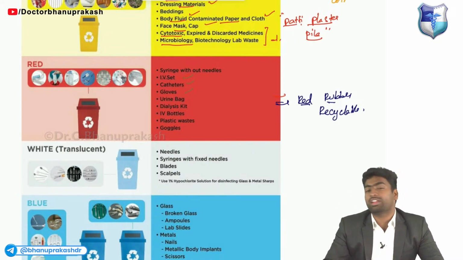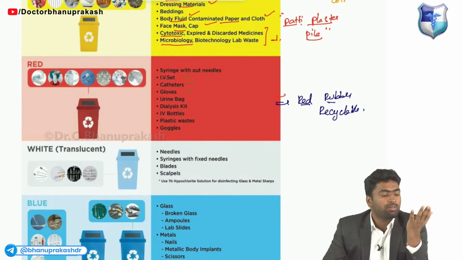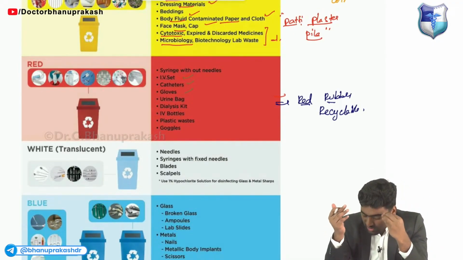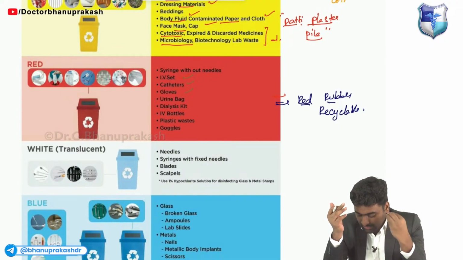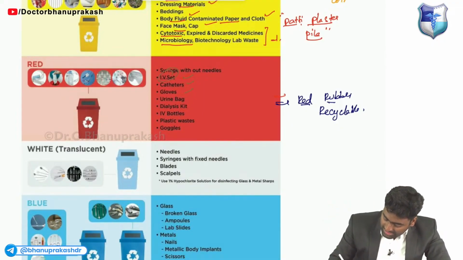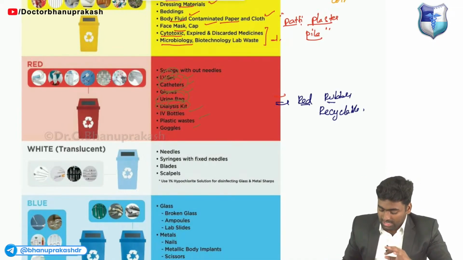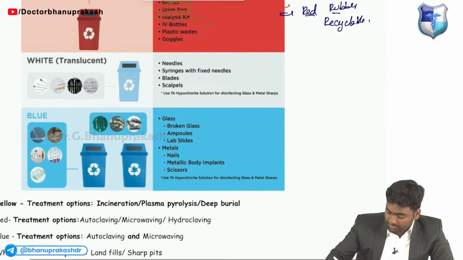Whereas the red one, if it is new gloves or soiled gloves, it will be put into this red one. And all this IV set, catheters, urine analysis kit, urine bag, IV bottles, plastics and goggles, all of them should be thrown into this red one. Fine. Then after that, white.